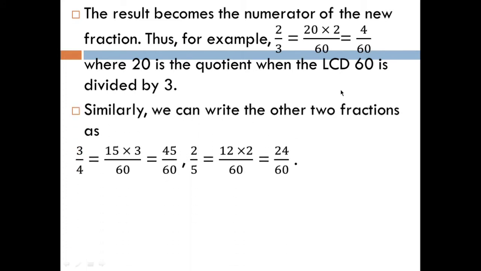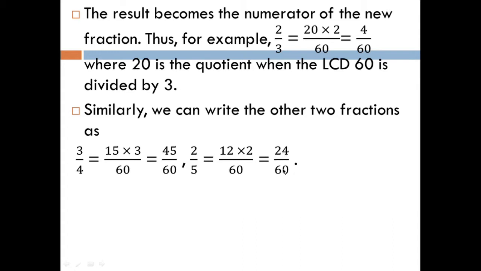Similarly, we can write the other two fractions. The next one, 3 over 4. The LCD is 60. 60 divided by 4 is 15, times 3, we have 45 over 60. Then, 2/5. 60 divided by 5, we have 12. 12 times 2, we have 24.